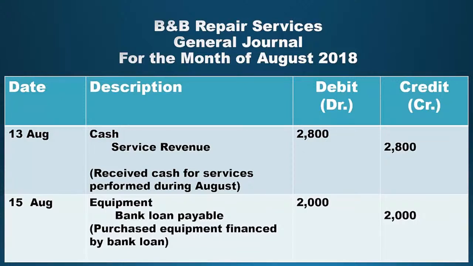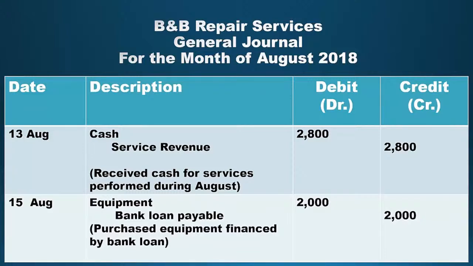Step 2. Which accounts are affected? Equipment increases because the company acquired a new asset. Bank loan payable increases because the company now owes this amount to the bank. Step 3. How do we record it?